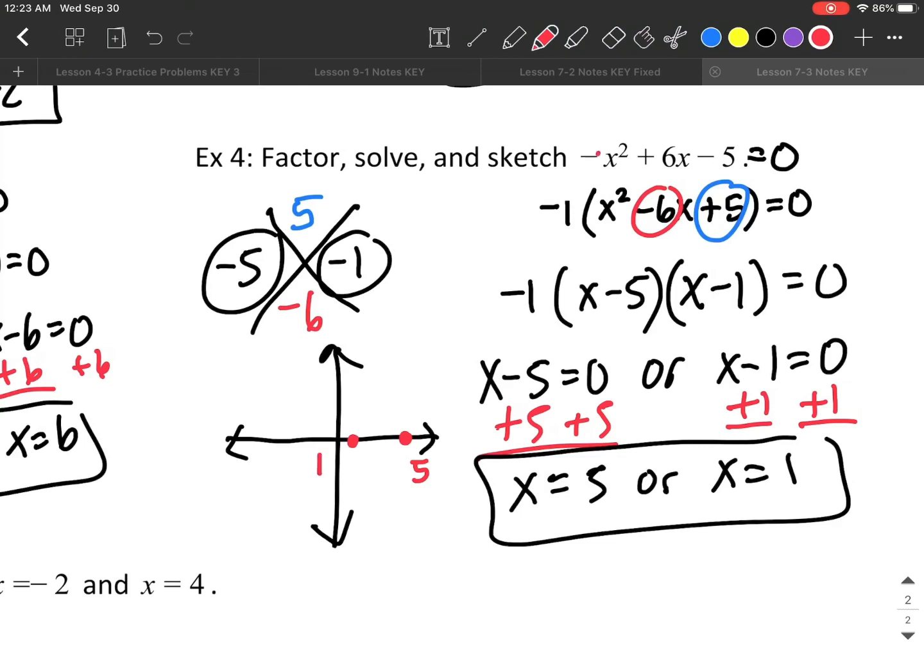But because I have this negative 1 in front, because I have the negative coefficient, I know that this is going to be a downwards parabola. So instead of upwards, I'm going to draw it like this.